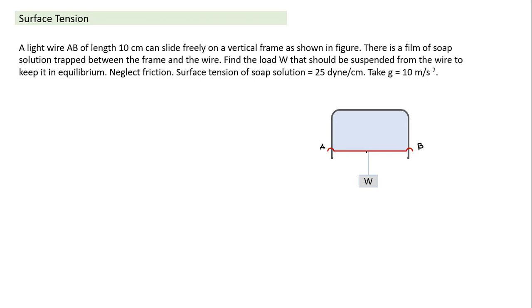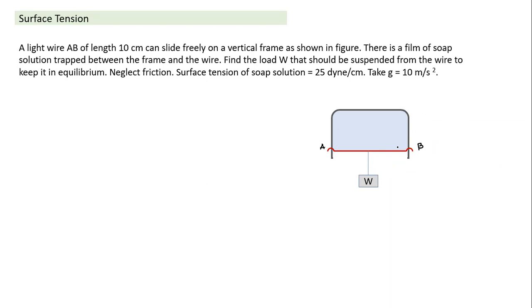And what is the load W which can be suspended on this frame? The wire is frictionless, and to keep it in equilibrium, it has no weight. There's a weight W here. So what is the weight we can suspend here in equilibrium? Surface tension is given in CGS units, so it doesn't matter. Everything we'll put in grams and all. So what is the weight it can suspend here?